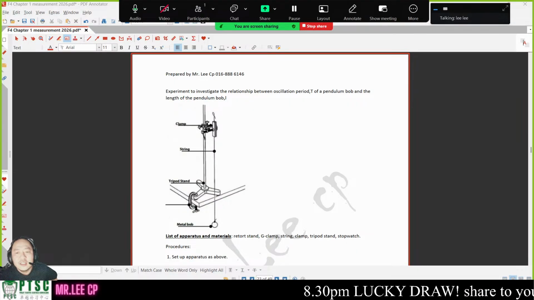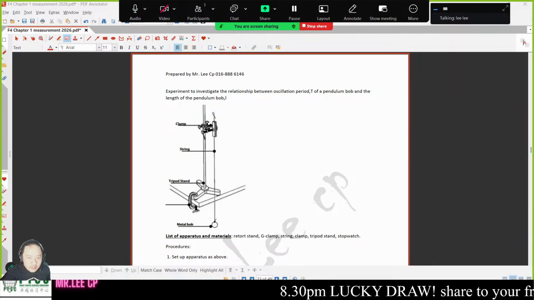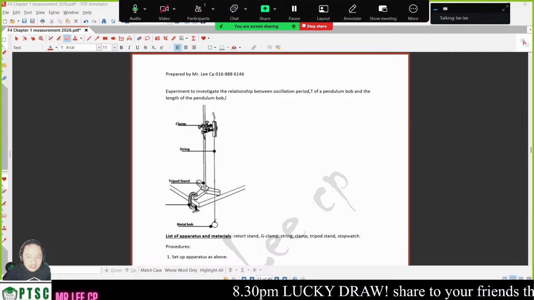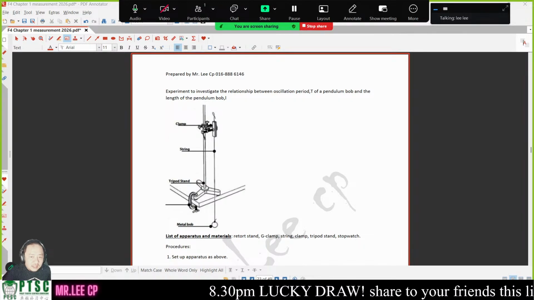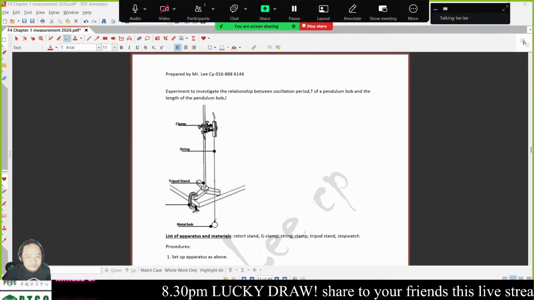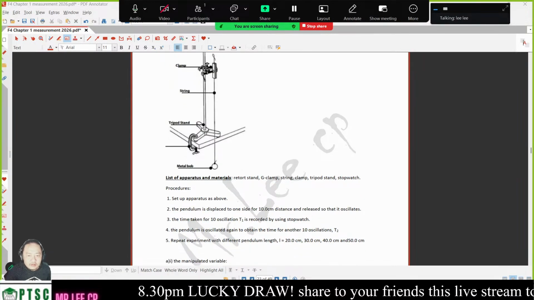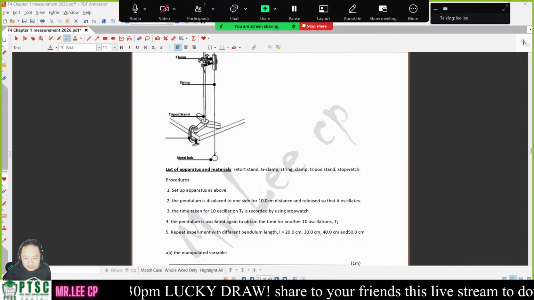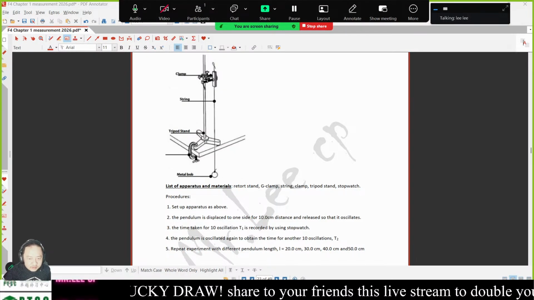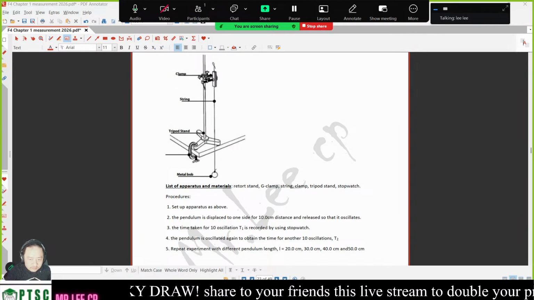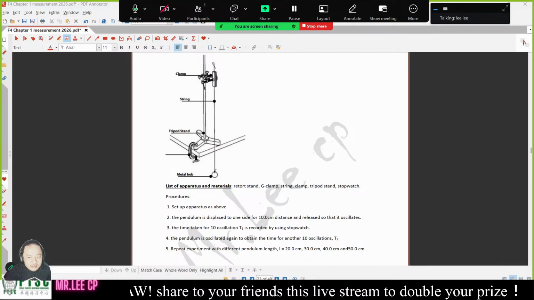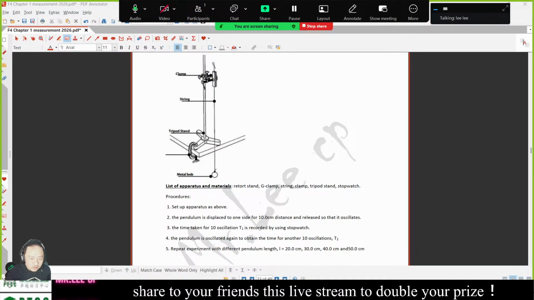So I take one example of this experiment to investigate the relationship between the oscillation period T of the pendulum bob and the length of the pendulum bob L. This is L, not I, L. Now here, this is how you set up your experiment, and this is the list of apparatus. You have retort stand, G-clamp, string, clamp, tripod stand, stopwatch, and so on.